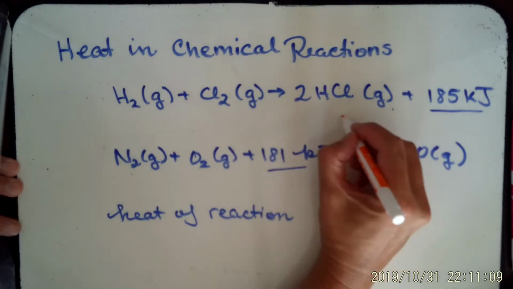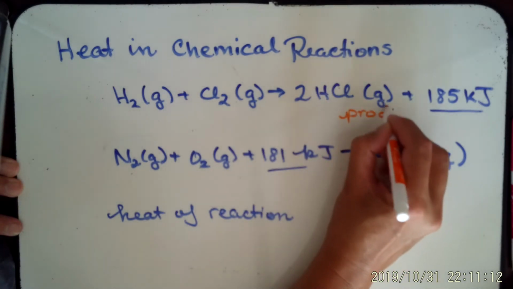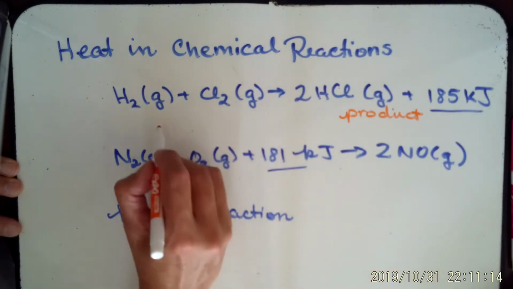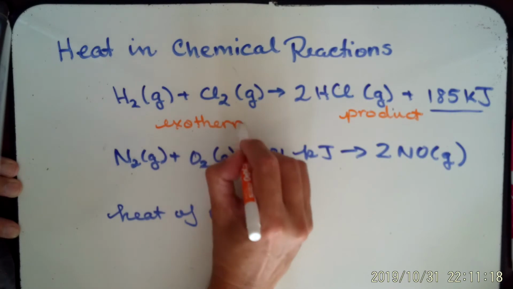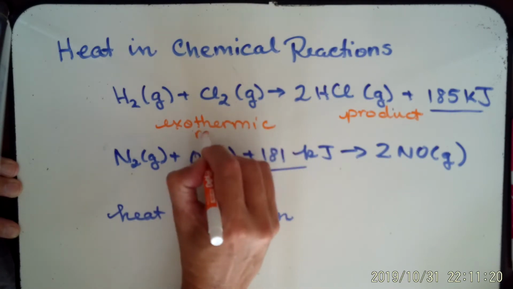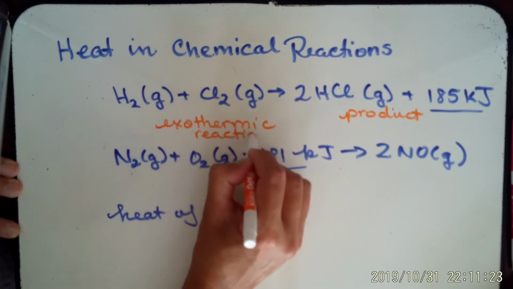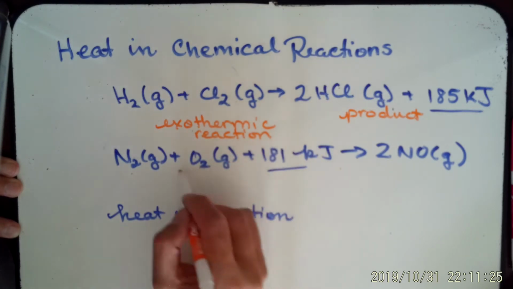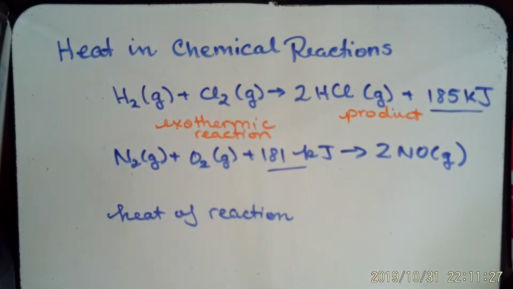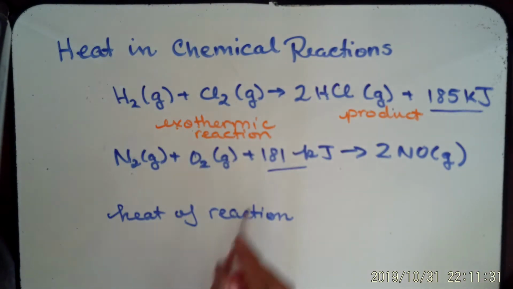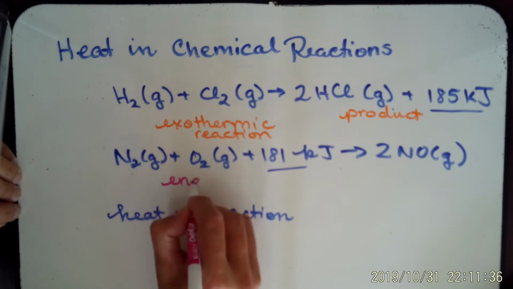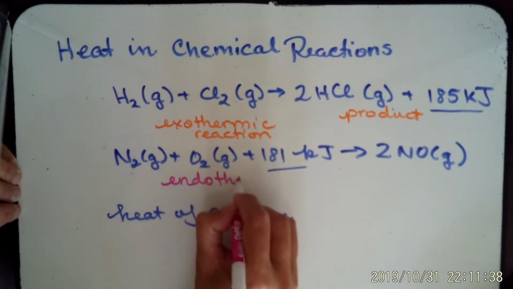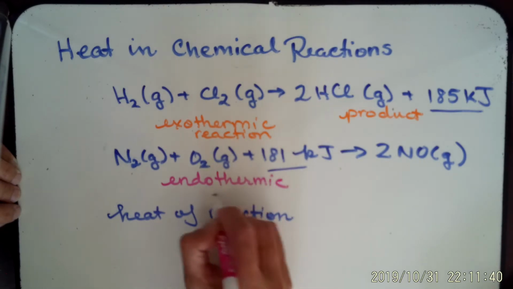When it's your product, you're releasing heat. It's an exothermic reaction. In this case, it's on the reactant side. So that means I need to put in heat to get this reaction to go. And when you require heat, it's an endothermic reaction.